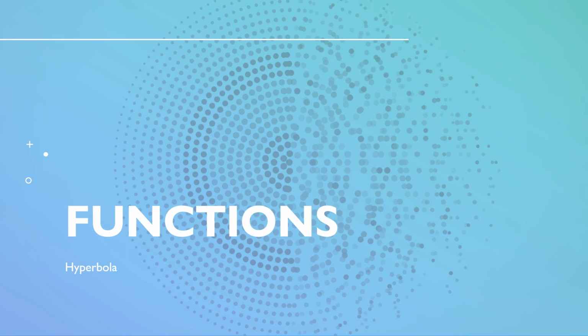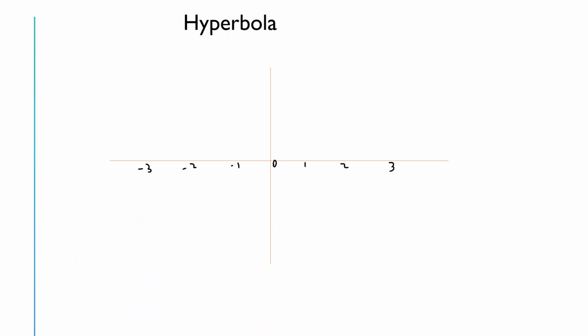So, without wasting any time, I'm going to go straight to this graph, which is the hyperbola. First things first, whenever we are drawing a graph, we must always have the y-axis, which is this side, and then the x-axis, which will be this side.